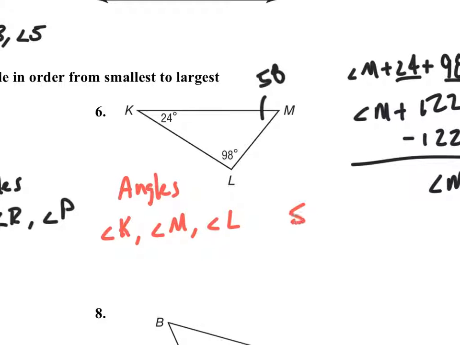And if we did our sides, from smallest, that'd be segment ML because that's across from 24. The next one up would be segment KL because it's across from the 58 degree angle. And then I'm going to say segment KM because that's across from the largest angle of 98. And that's what I've got, and that's our answer.